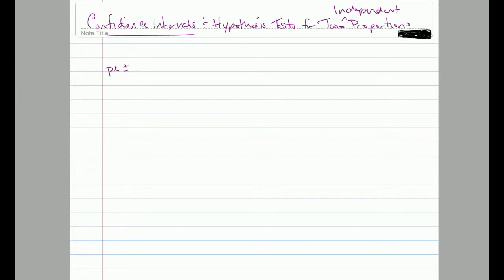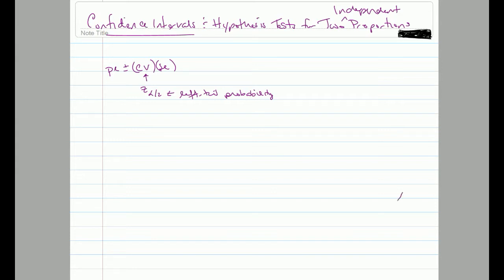in this class. So that's PE plus or minus CV times standard error. And because we're dealing with proportions, this CV is going to be a Z alpha over 2, and this is going to be a left tail probability. So when we do alpha over 2, this is going to give us a negative Z-score.